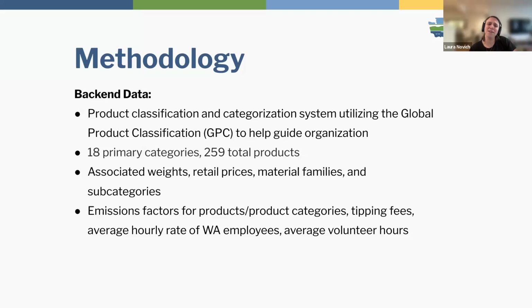Then when we had all of the products determined, we identified average weights, retail prices, material families, subcategories. We also obtained emissions factors for products, tipping fees, average hourly rate of Washington employees, and average volunteer hours for organizations. So you're probably asking where we got our emissions factors from.